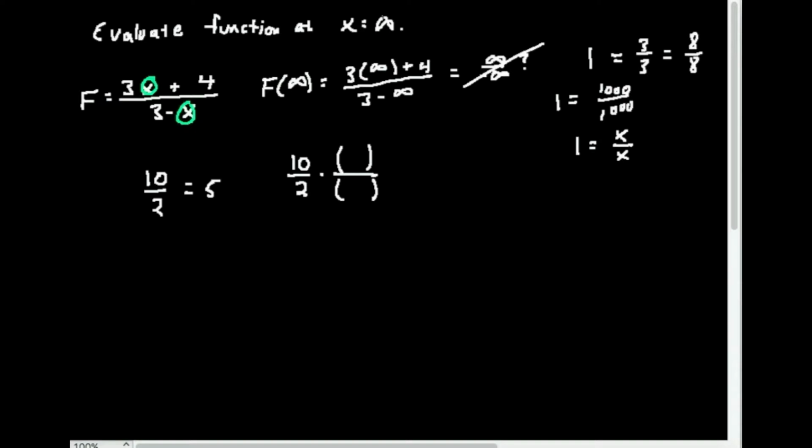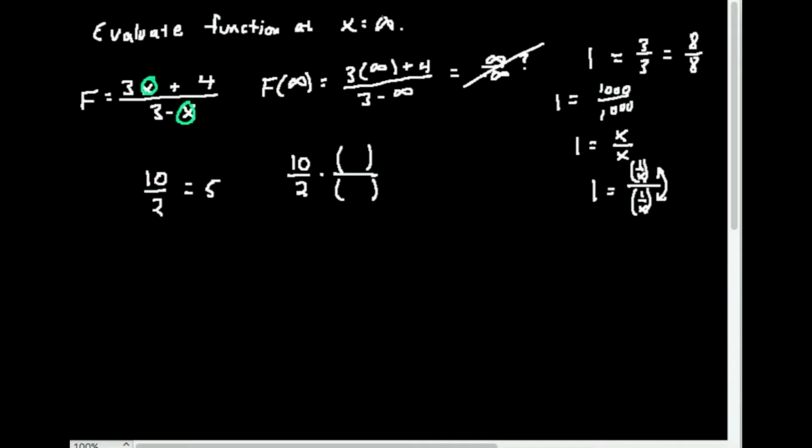Another form that's also very useful is 1 over x divided by 1 over x. So instead of x over x, it's 1 over x divided by 1 over x. Is this still 1? The answer is yes, because I have the same thing in the numerator as in the denominator. So that's also 1.